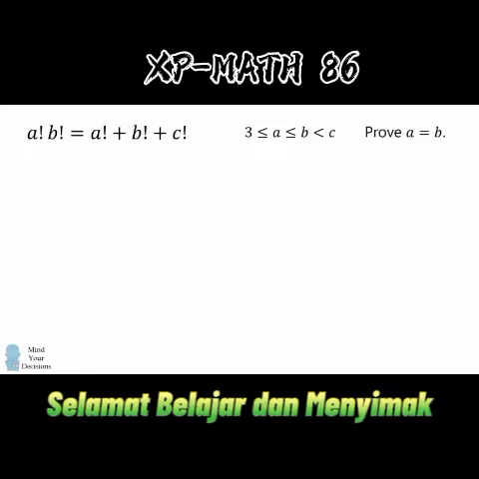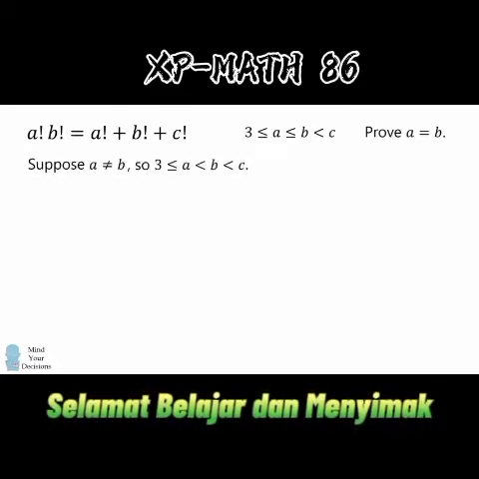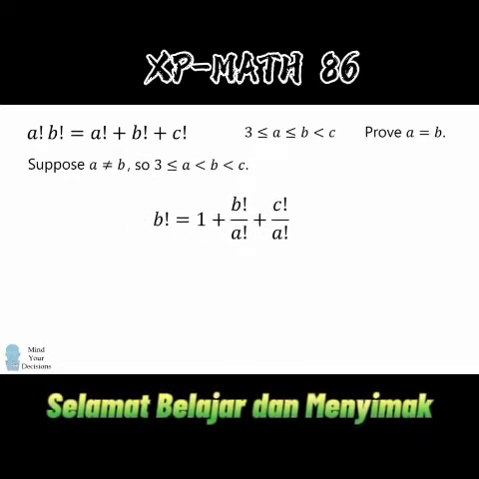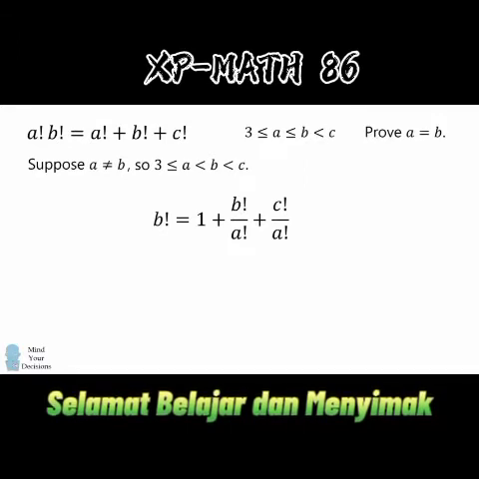Now let's show that a is equal to b. To do that, we'll assume the opposite, that a is not equal to b. This means 3 is less than or equal to a, which is less than b, which is less than c. So we go to our original equation and we'll divide both sides by a factorial. This simplifies to be the following equation. Notice the left-hand side is b factorial, and the right-hand side will be the sum of three integers. This is because b and c are greater than a. So b factorial over a factorial is an integer, and c factorial over a factorial is an integer.